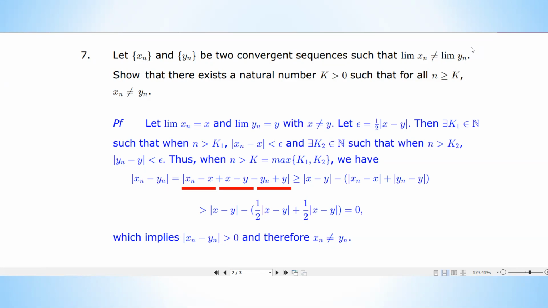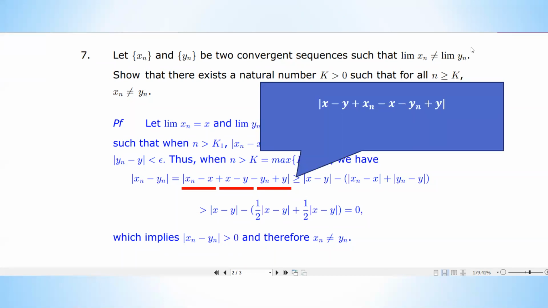Okay. So you have to play around with the triangle inequality with these 3 terms. What you do here is, eventually you will get from this estimate the absolute value of x minus y minus the sum of both individual differences. Now, how can we get that? We have to apply the triangle inequality twice. So this is what we're going to do. I'm going to rewrite these 3 terms in a different order. So we begin with x minus y. Then you can add xn minus x. Then minus yn minus y, or y minus yn.